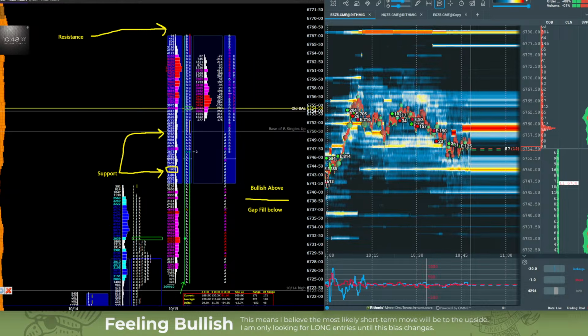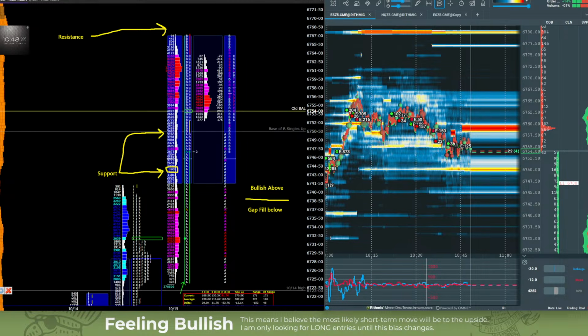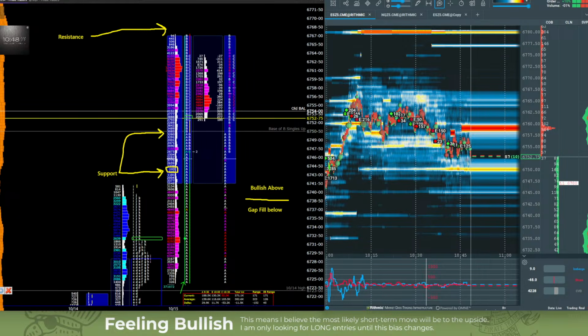Frito says, so many large orders getting pulled this week. I agree. Since three days ago, we've had huge sets of stops on both sides of the market all over the place. It's a sign of emotion.